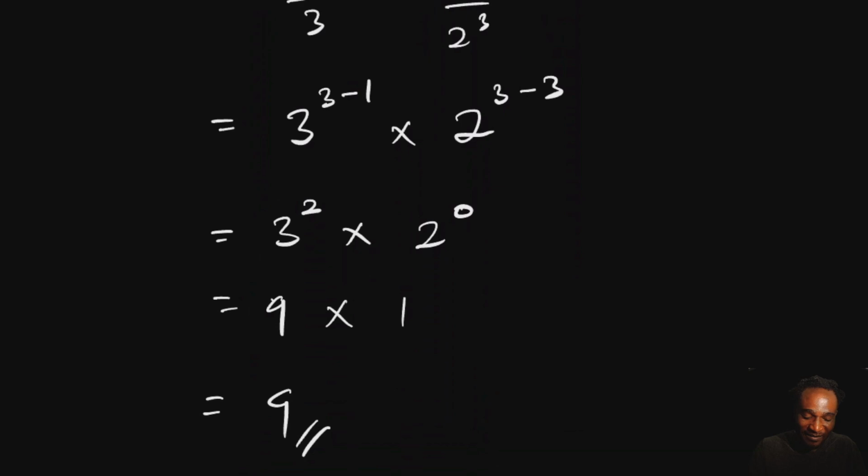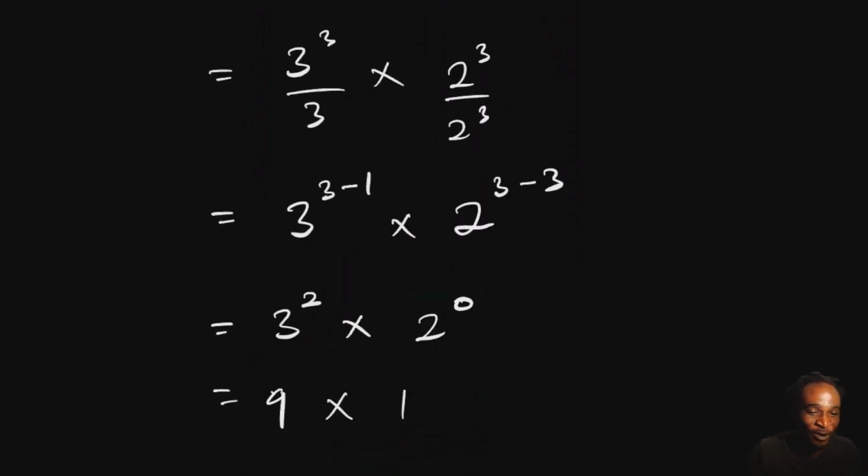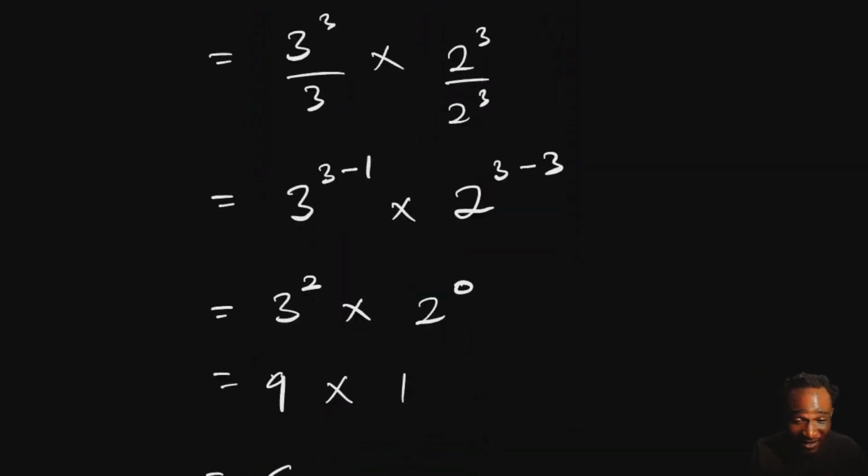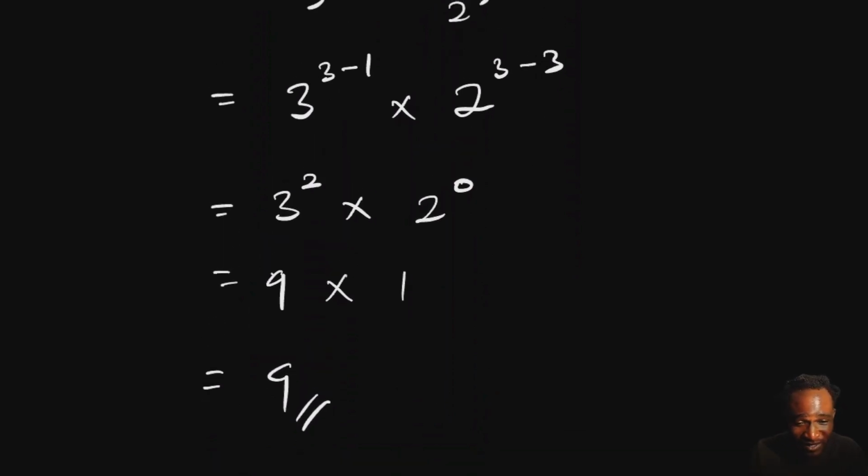This is a longer process, but it's just trying to utilize the laws of indices and see various aspects. So this is also another way you can do it, but this is a longer process. You don't have to do it like this. I'm just doing this for clarity's sake.